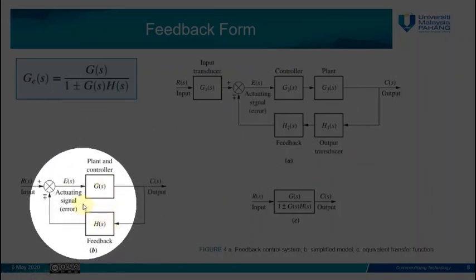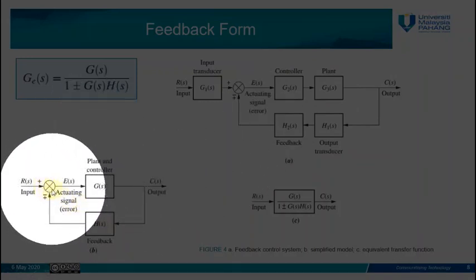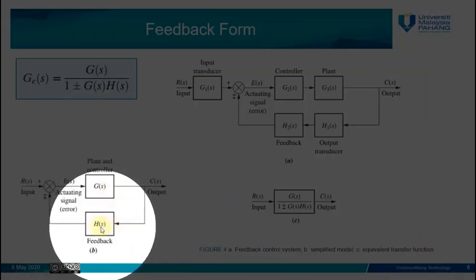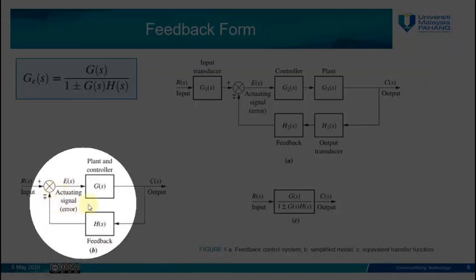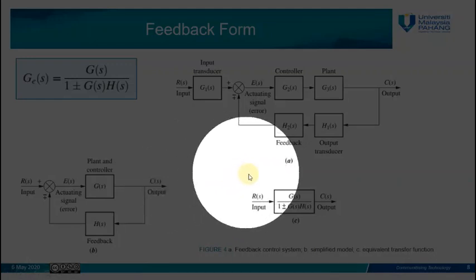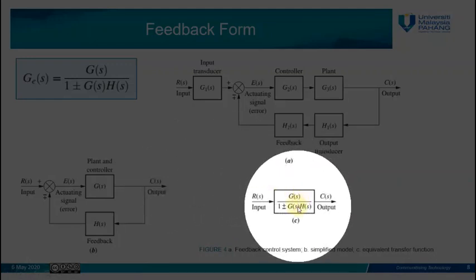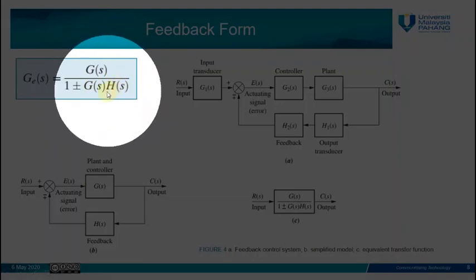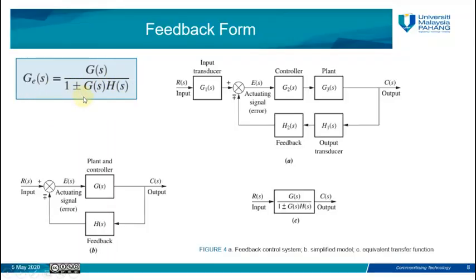This is the symbol form of feedback topology, which consists of input, summing junction, transfer function, output, and from the output we have the feedback going through HS again to the summing junction. In order to simplify such a feedback topology of a control system, we have the equivalent transfer function: G equivalent equals GS over 1 plus or minus GS HS. The plus or minus depends on whether the feedback is positive or negative.